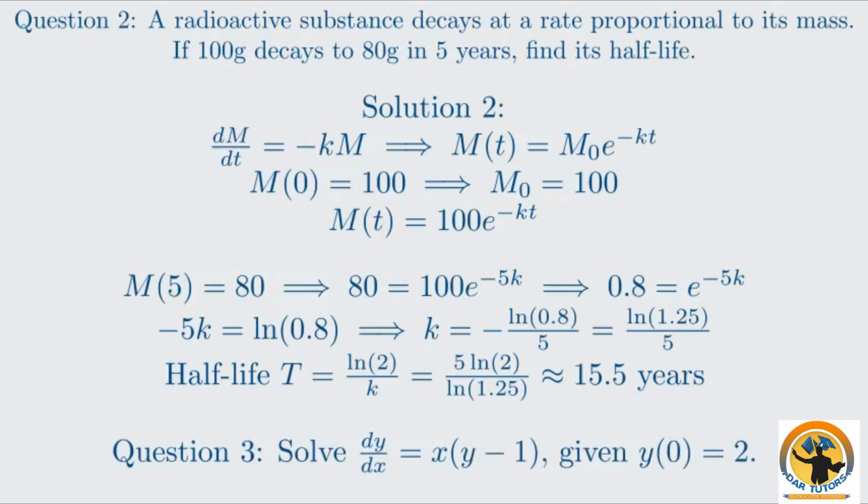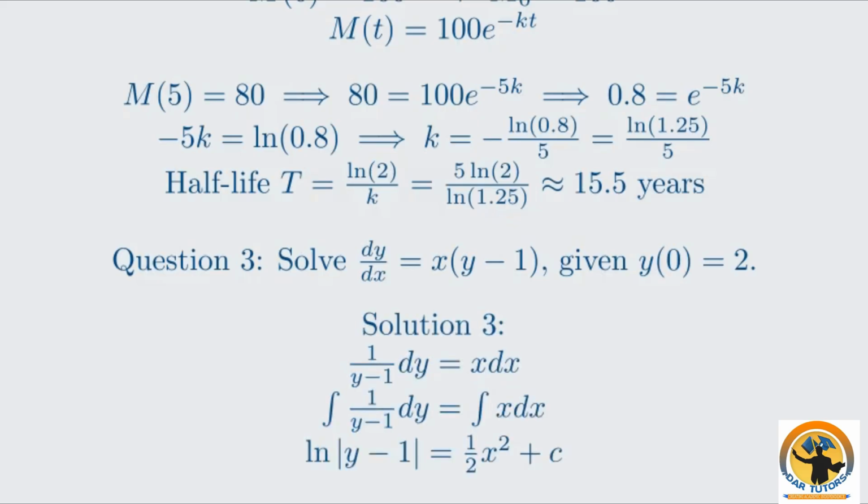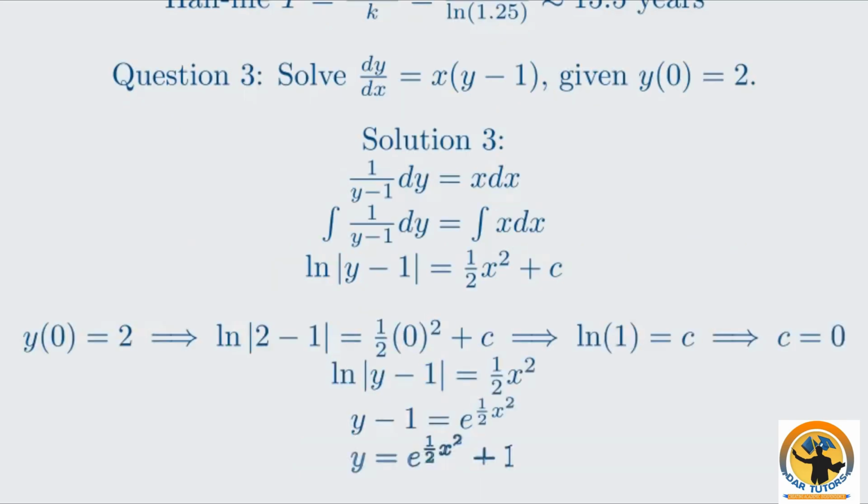Question 3. Solve the differential equation dy/dx equals x times the quantity y minus 1, given that y of 0 equals 2. Pause the video and work through this one. Here is the solution. Separating variables gives 1 over y minus 1 dy equals x dx. Integrating gives ln of the absolute value of y minus 1 equals 1/2 x squared plus c. Using y of 0 equals 2, we find c equals 0. Solving for y, we get y equals e to the power of 1/2 x squared plus 1.